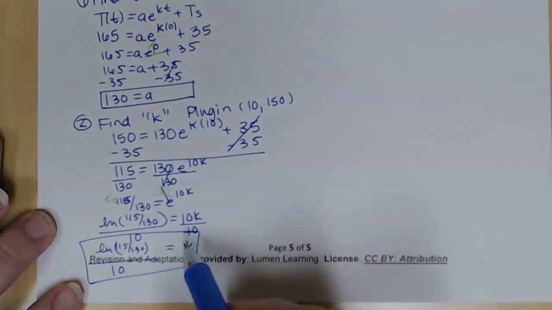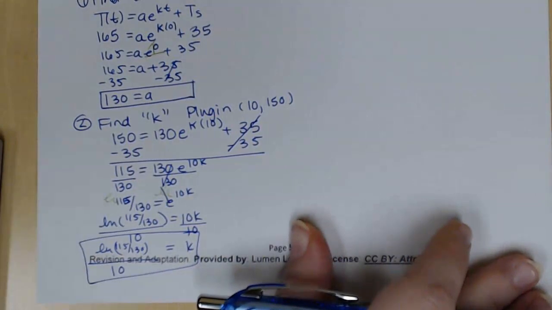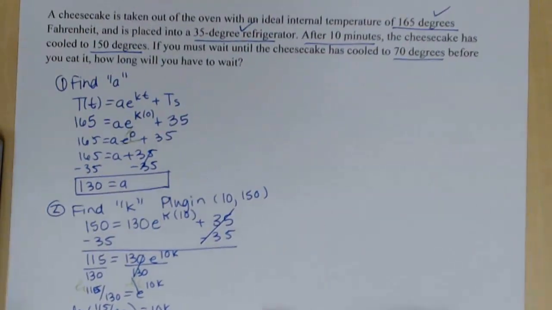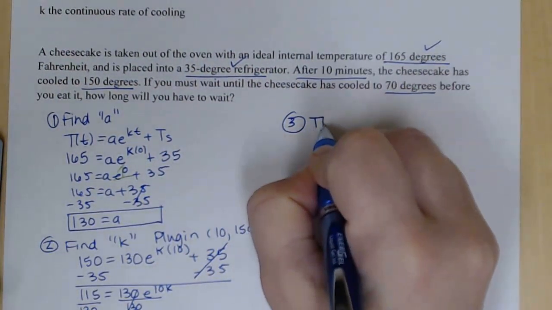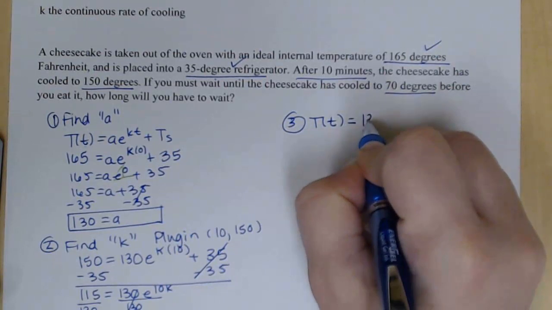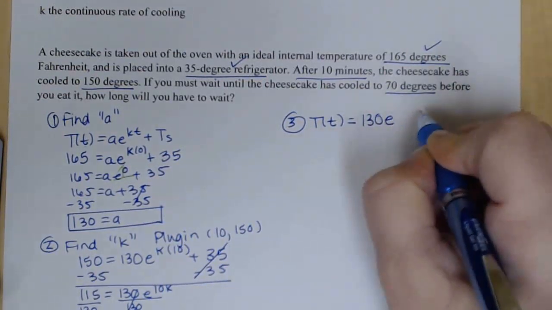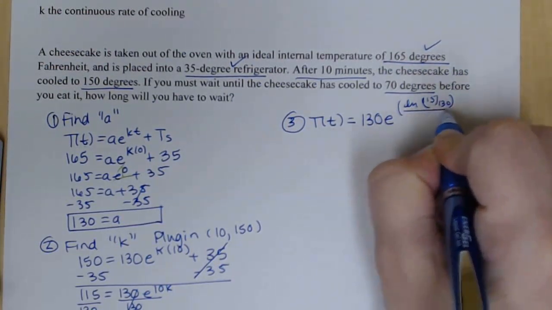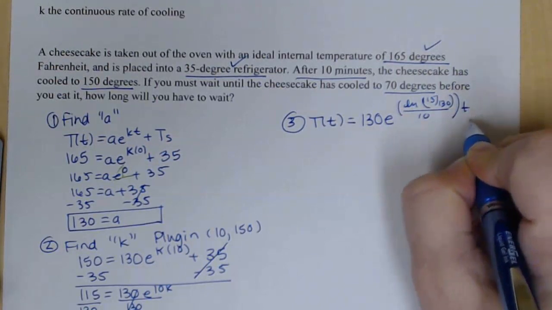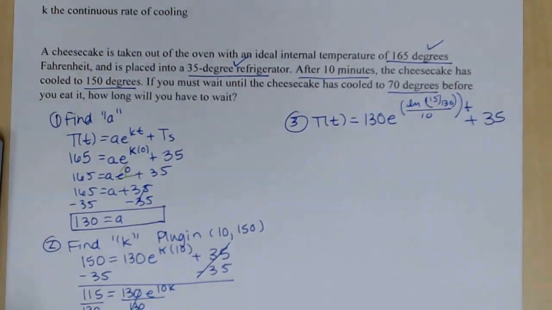So I found my a, I found my k. Next step, let's put it all together and see if we can figure out our t. So step 3, now we have T sub T is equal to A is 130, e to the k, which is ln of 115 over 130 over 10 to the T plus 35. We've really found quite a few values here. So last step, it says if you wait until the cheesecake has cooled to 70 degrees, how long do you have to wait? So we're going to solve for T.